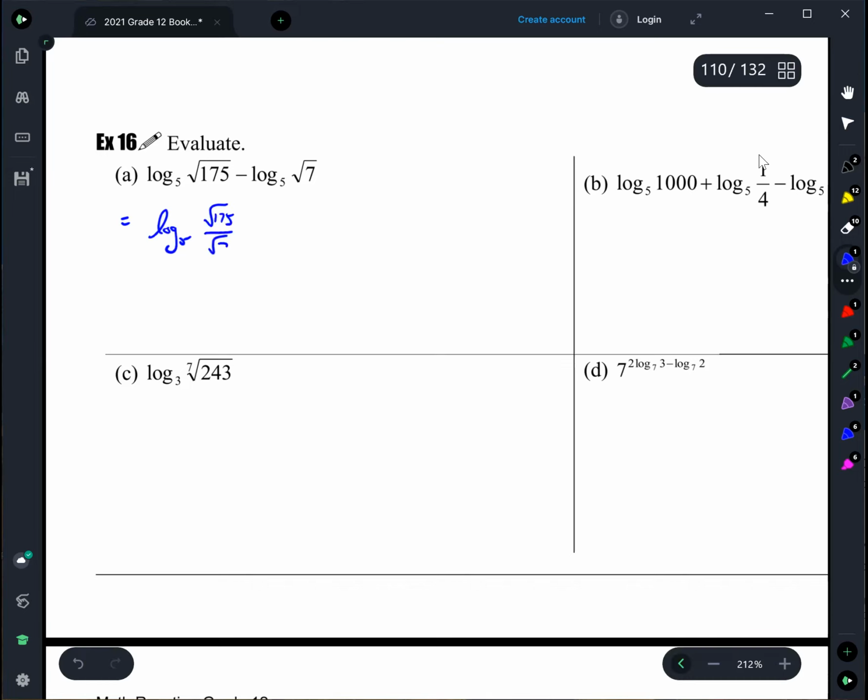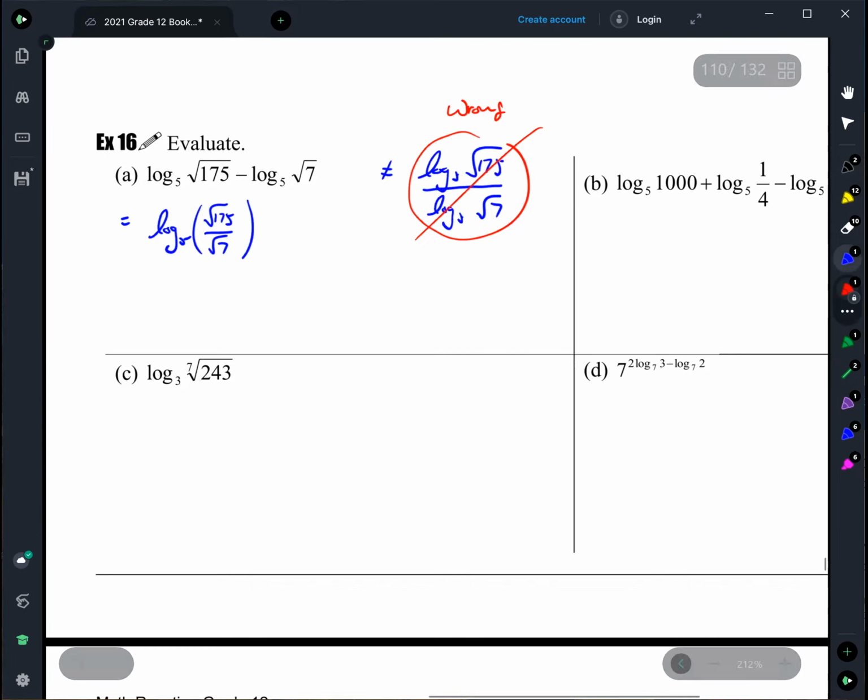Yeah, very good. So the common mistake is to write it as log 5 root 175, because you remember it's division, and then you write divided by log 5 root 7. So this is wrong. There's no such thing as 2 logs dividing, because I still see some mistakes in the homework written like this. So once you simplify it, then the inside can divide each other: root 175 divided by root 7.